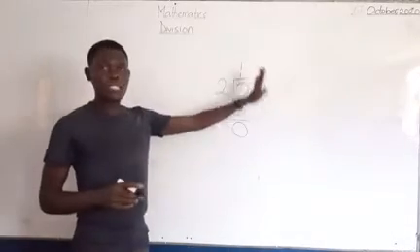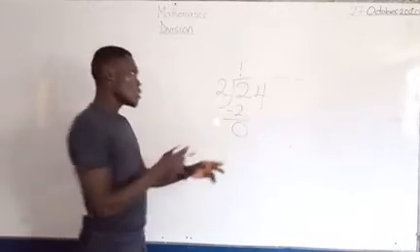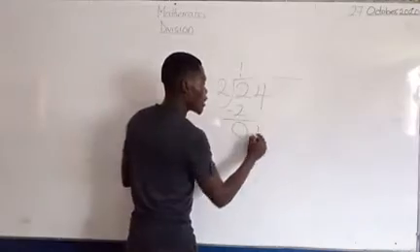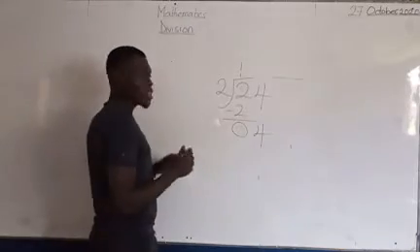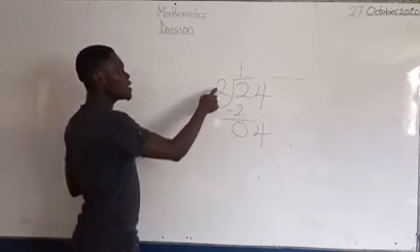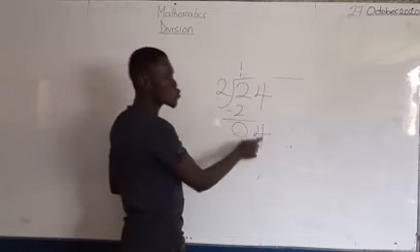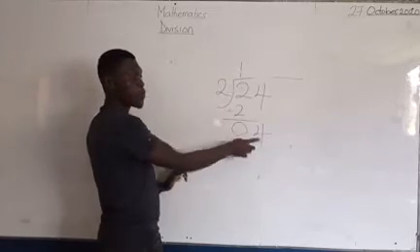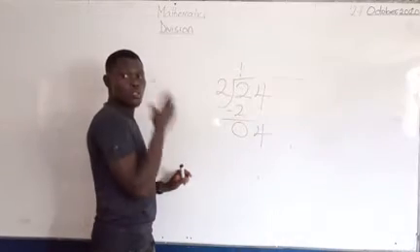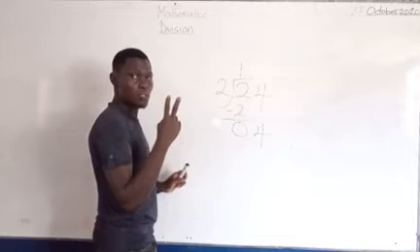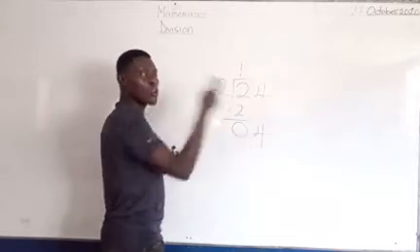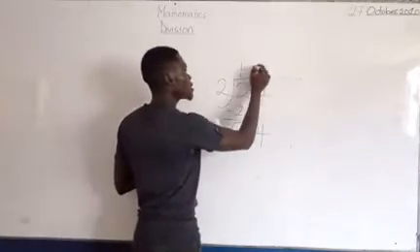This one is just a simple division. You can write your 4 here. Okay. Now, how many times can 2 go into 4? Or 2 divides 4 how many times? 2 times. 2 divides 4 2 times. So you write it there.